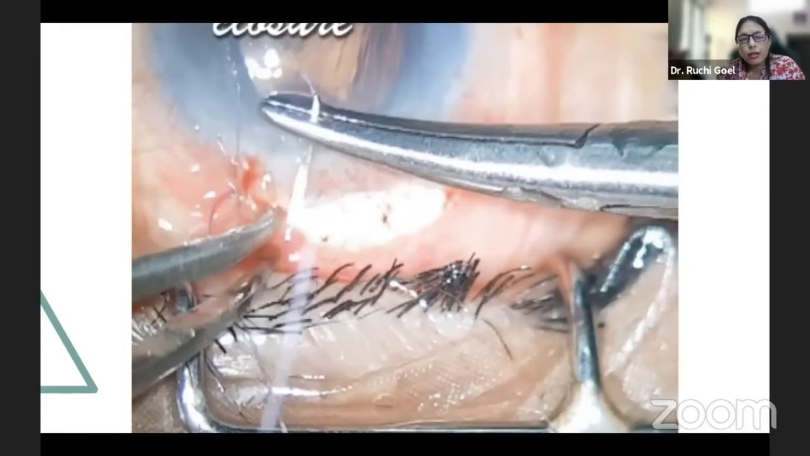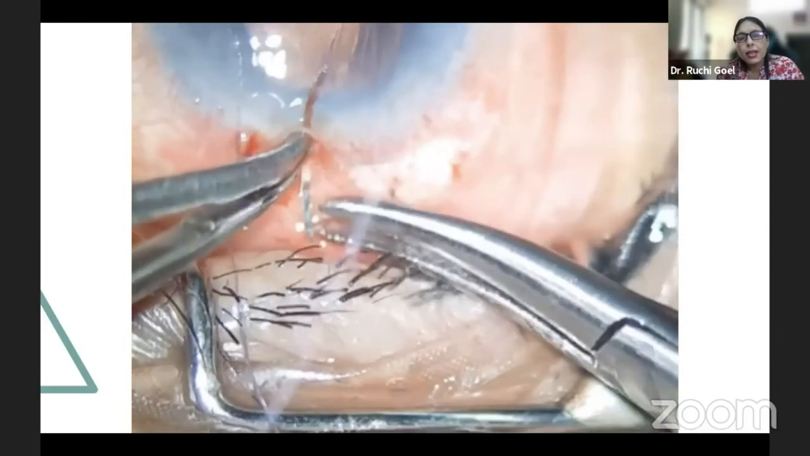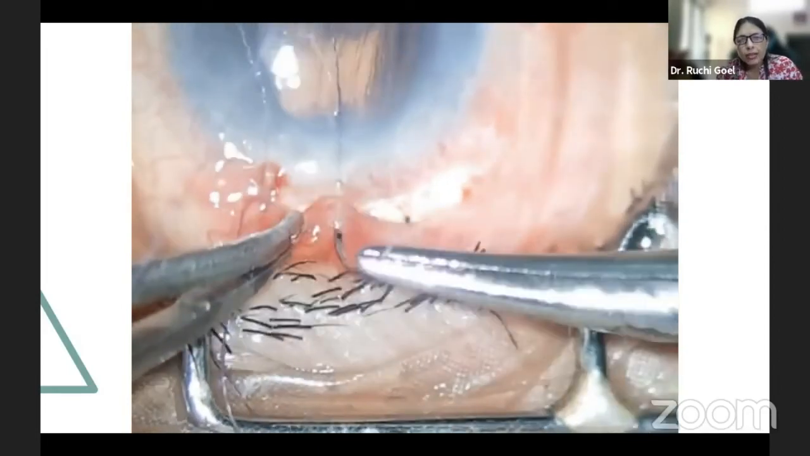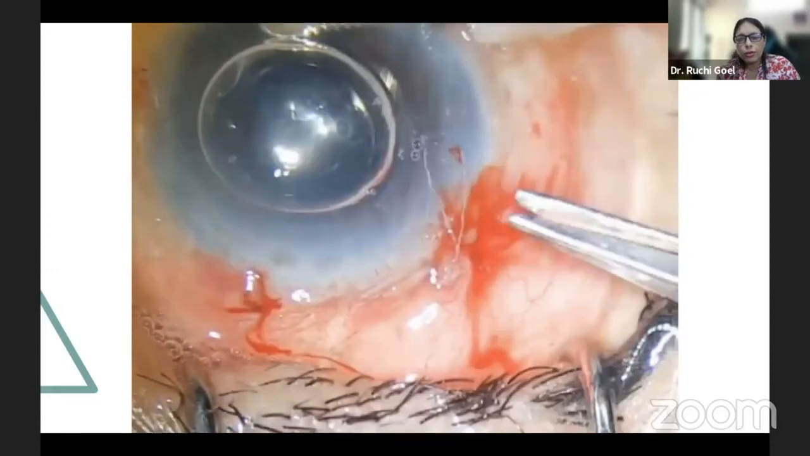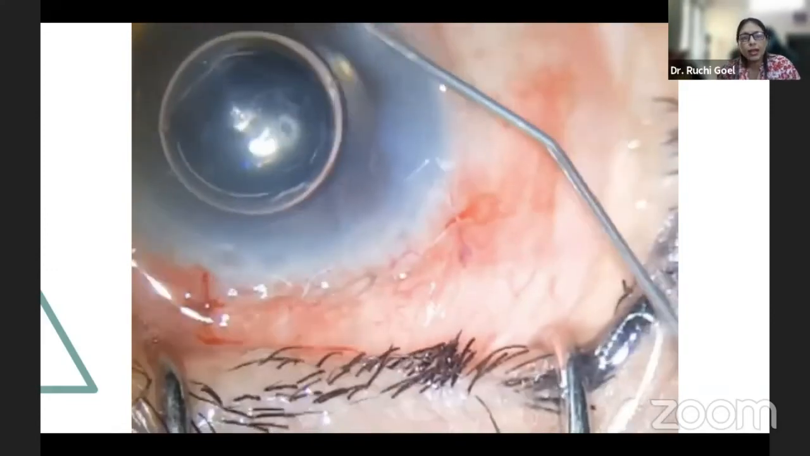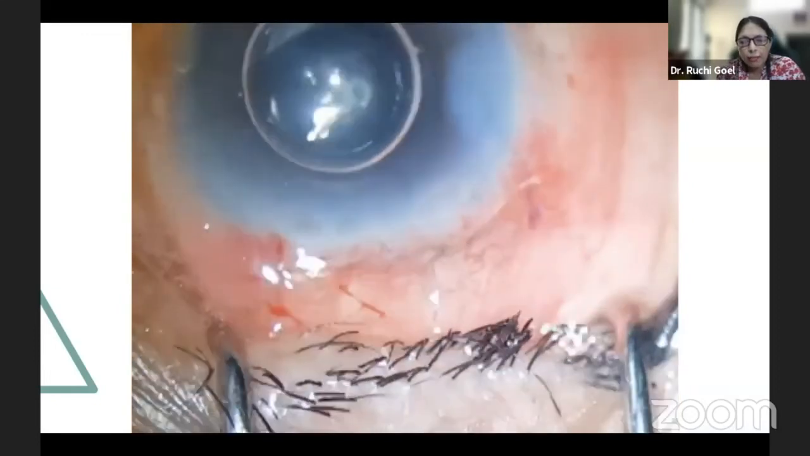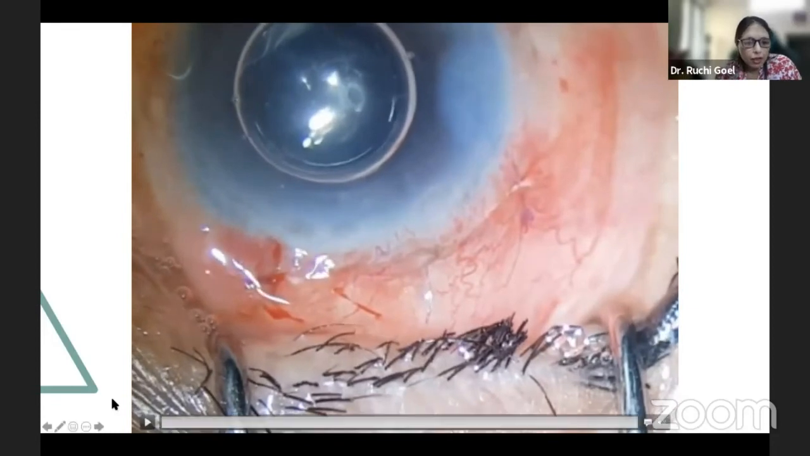So this part really becomes easy if you have a limbus-based flap like this. So this is the conjunctival flap that has been sutured, and at the end you should do a bleb hydration. So you can see the bleb being formed on the table itself.